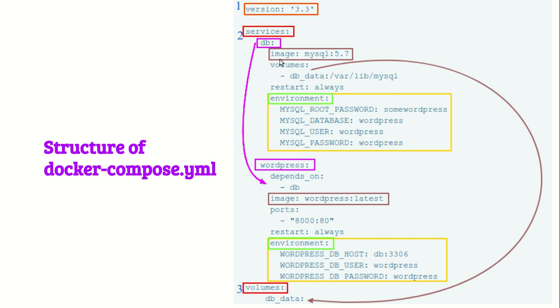The docker volume db_data persists any updates made by WordPress to the database. For the WordPress service, you can see it forwards port 80 on the container to port 8000 on the host machine. So we use the default port for WordPress, that is port 80.